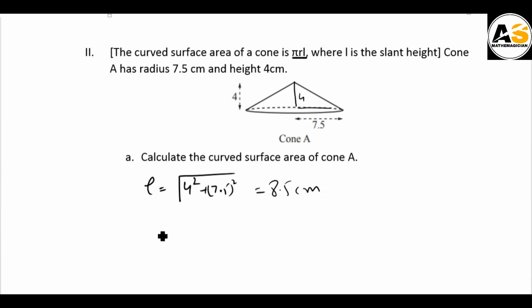Now the curved surface area will be pi r L, pi into r into L, which is 8.5, and you will get this equal to 200 centimeter square, rounded to three significant figures.